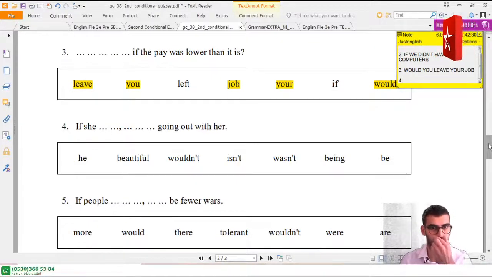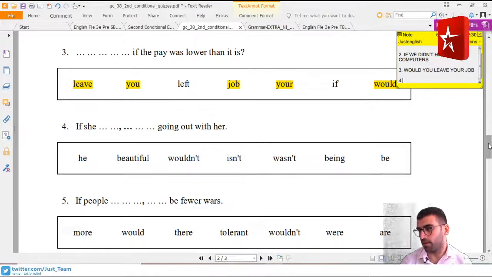If she, and we have to make both forms, like main clause, both sides, main clause and if clause.